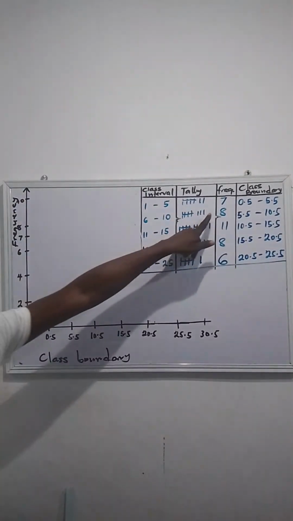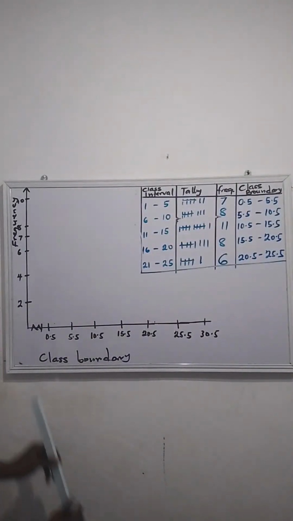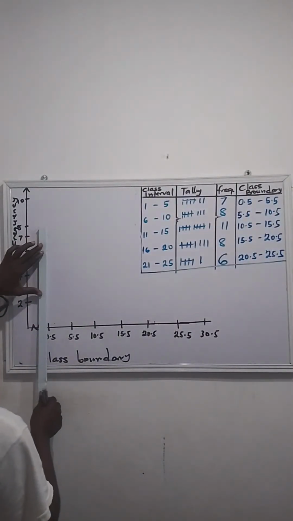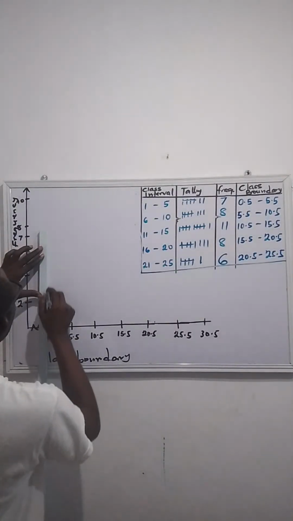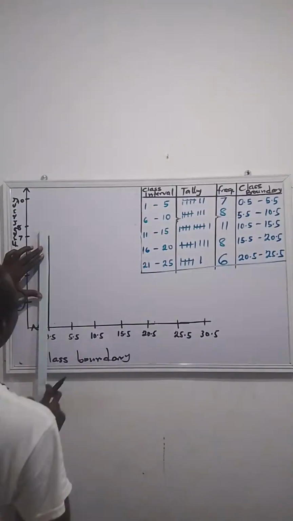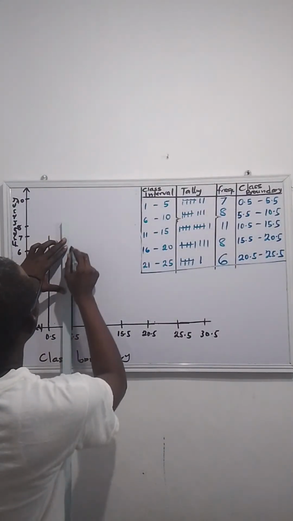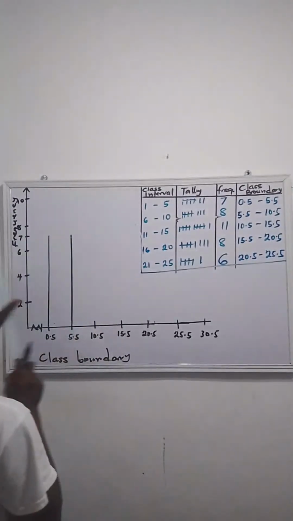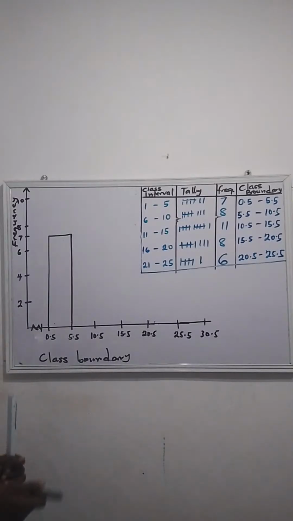Now to locate this point, you use your ruler on your thick line. It will go up to meet 7. You draw it up to 7. So you do this with your graph. Okay, so that's the first one.